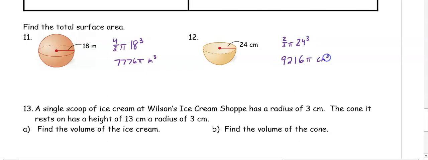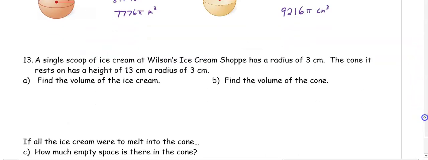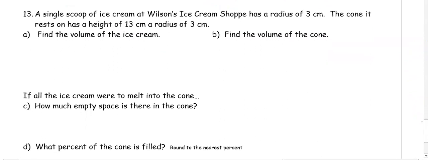9,216 pi centimeters cubed. For our last problem, let's look at an ice cream scoop. So a single scoop of ice cream at Wilson's Ice Cream Shop has a radius of 3 inches. The cone that it rests on has a height of 13 centimeters and a radius of 3 centimeters. So find the volume of the ice cream. So our ice cream, even though when you look at it, the cone looks like a hemisphere, it's actually a ball, a sphere. So to find the volume of ice cream, we would have 4/3 pi 3 cubed. And that's going to get us 36 pi centimeters cubed.